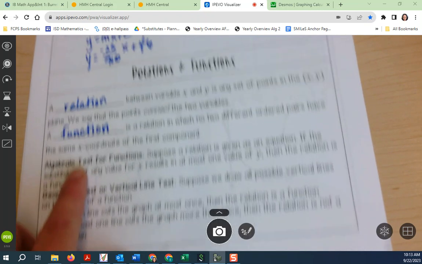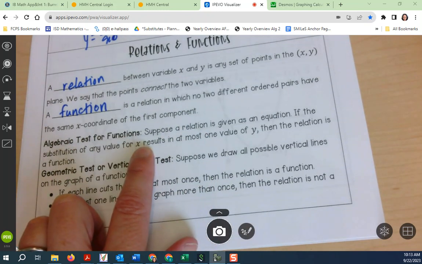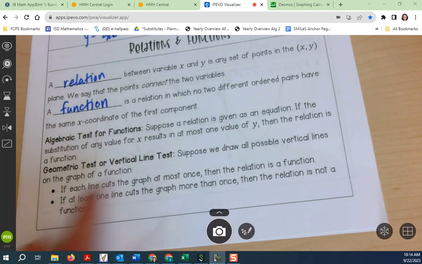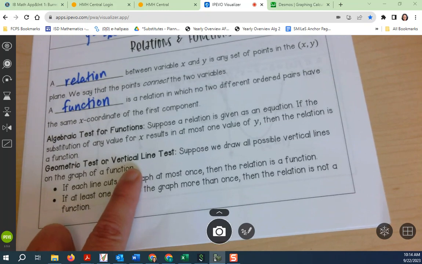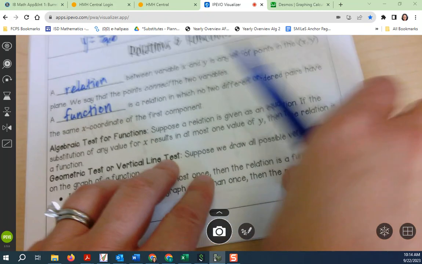So there's an algebraic test for a function: suppose a relation is given as an equation. If you substitute x and you can only get one value of y out, then the relation is a function. The geometric test is the vertical line test. If your vertical line crosses the graph more than once, that would not be a function. If it crosses the graph only one time, then it is a function. Those two tests are actually doing the same exact thing. One's just working algebraically and one is working geometrically. Any questions before we turn the page? Okay, let's move on.